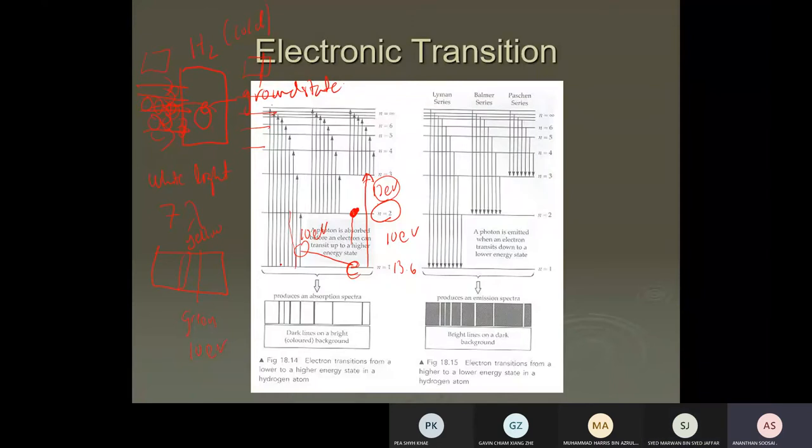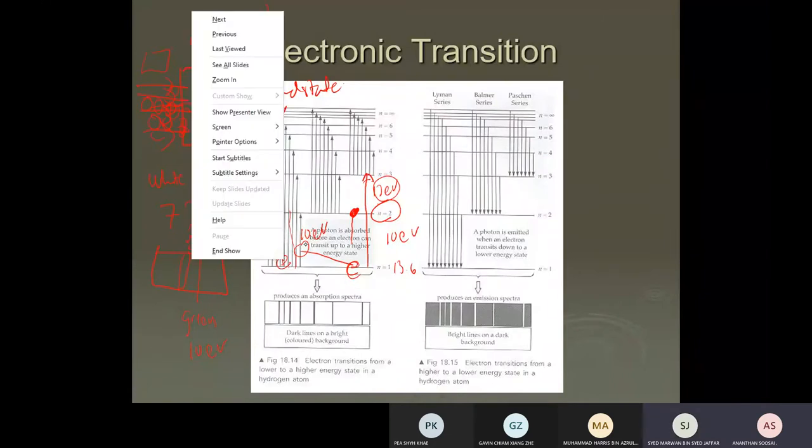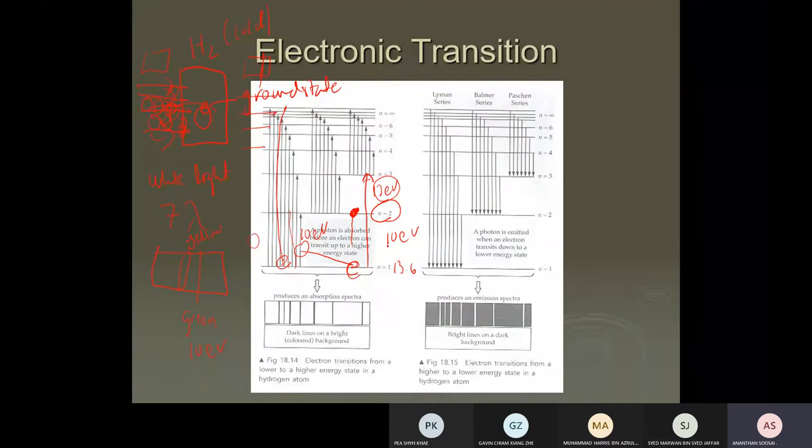It depends. If the electron has the energy to go to the higher state, it absorbs that photon. Now, to go from 1 to 2, you need 10 eV. To go from 1 to 3, you need 12 eV. Let's say a photon of 10.1 eV is there. You just shine with one monochromatic light, consisting of photon energy of 10.1 eV. Will the electron absorb it?